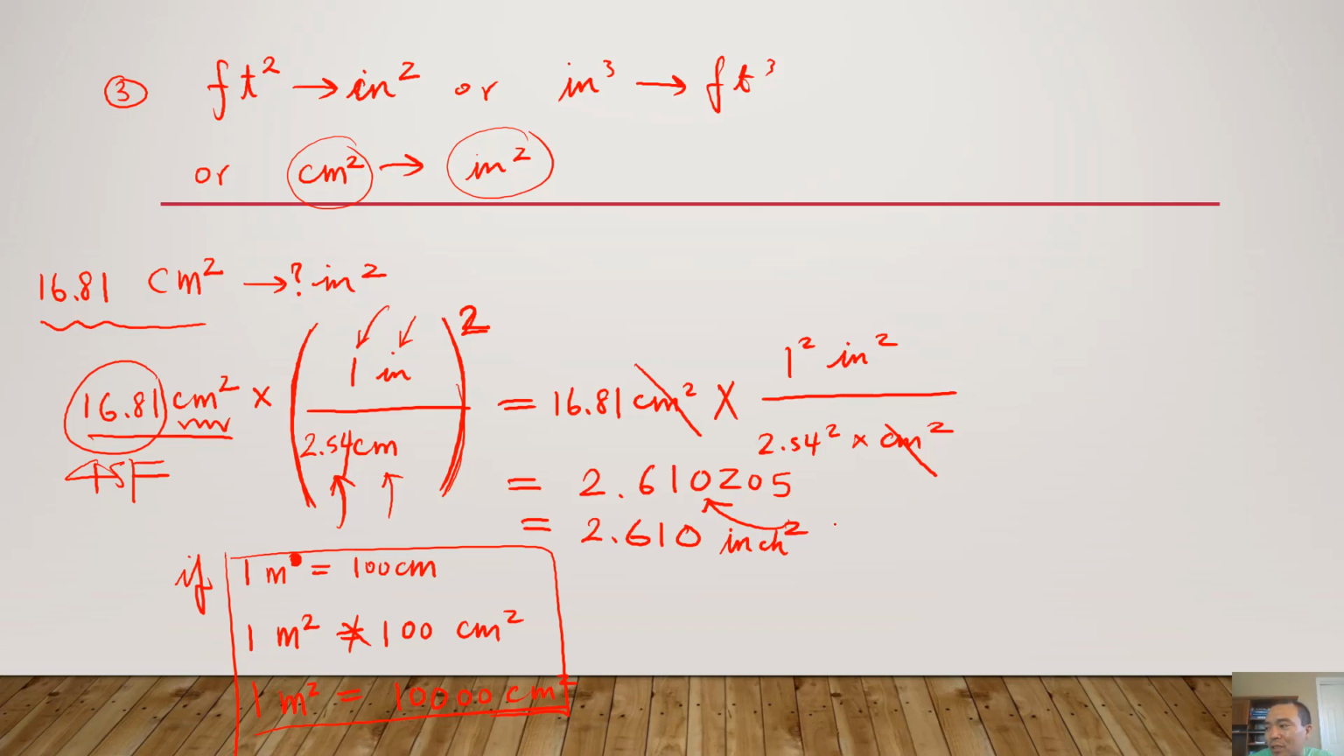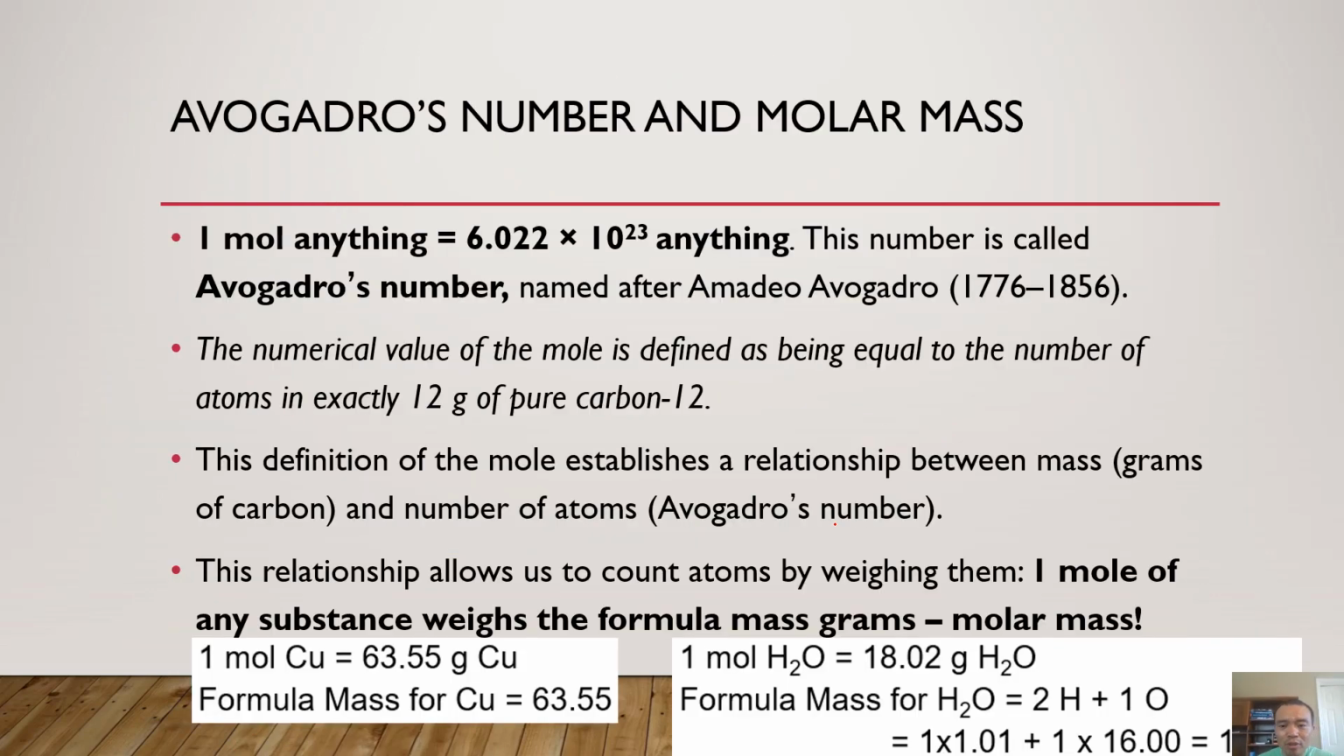And all the unit conversions we have learned so far are not related to chemistry. They are more pure math. But next, we are going to introduce how to convert chemical quantities. The first new relationship we are going to introduce is so-called Avogadro's number.